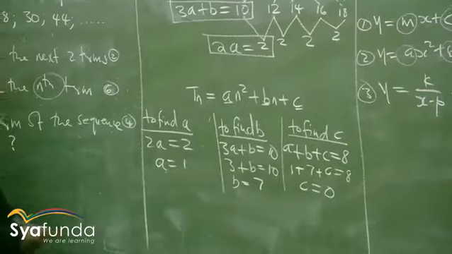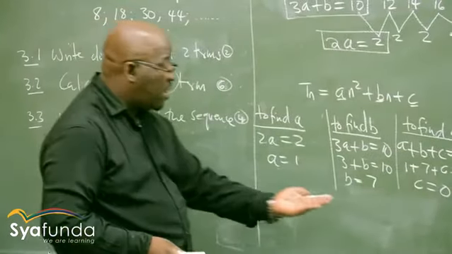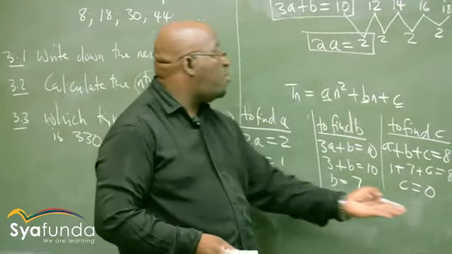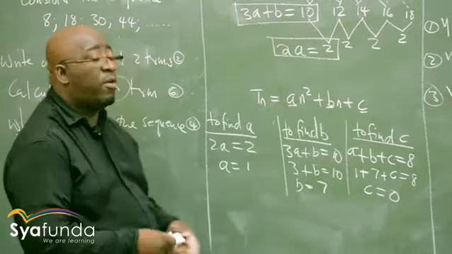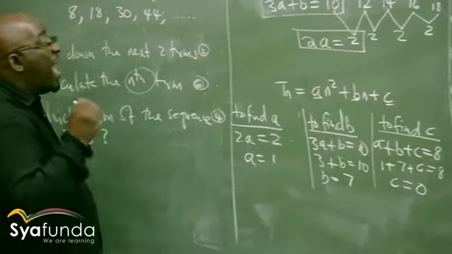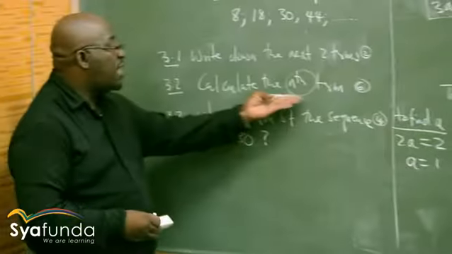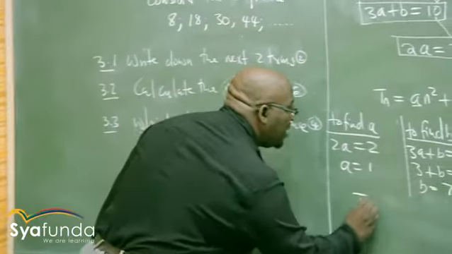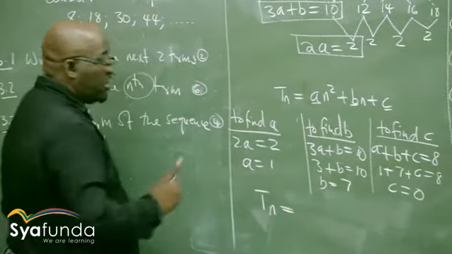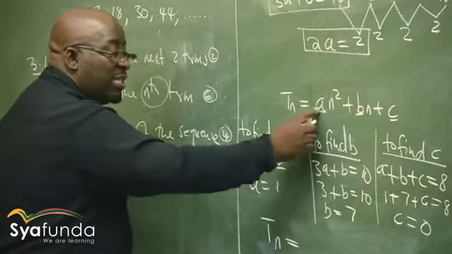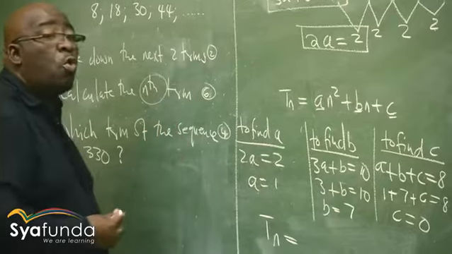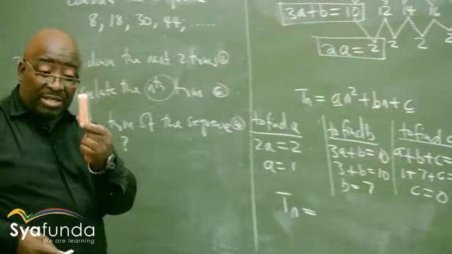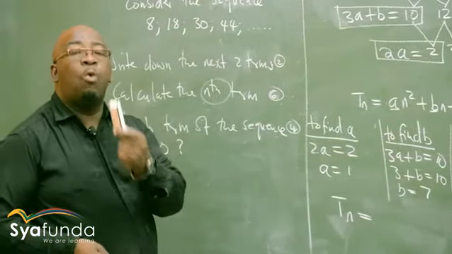Now that we've got the value of A, the value of B, and the value of C, we take them back into our formula, which we call the nth term or the general term. So our nth term, Tn, in this particular case will be equal to An squared. What is A? It is 1. We don't usually show 1, so we just write n squared.